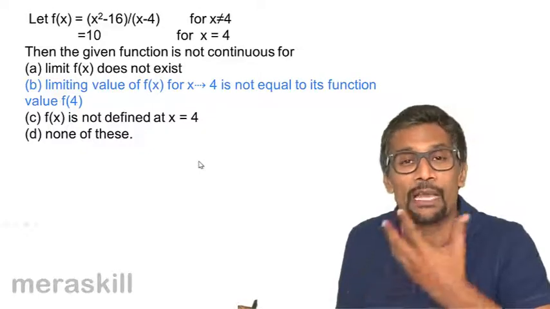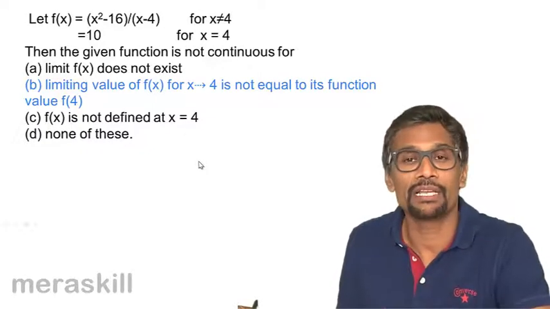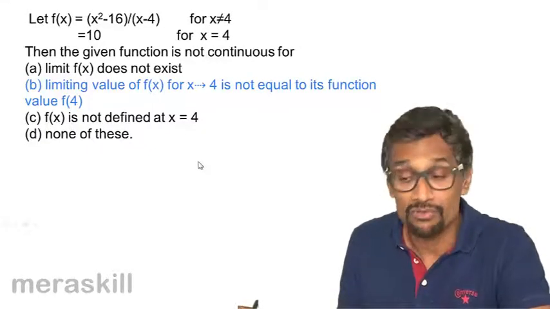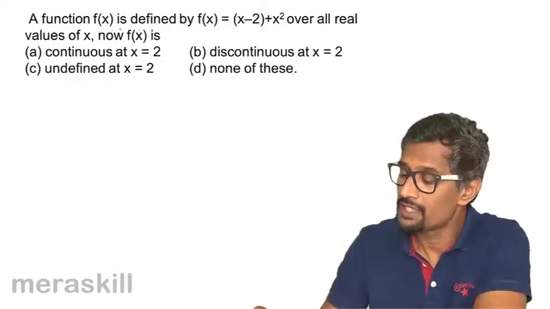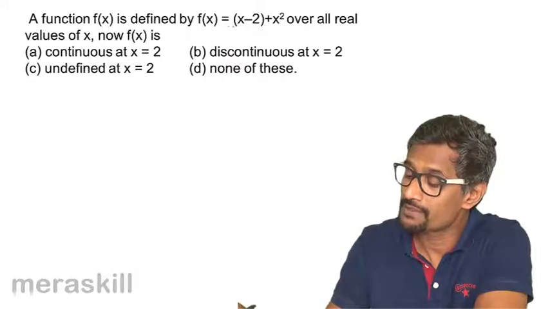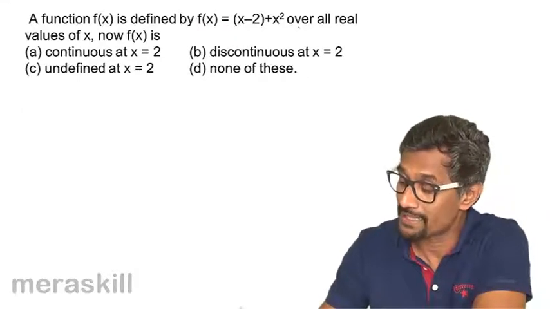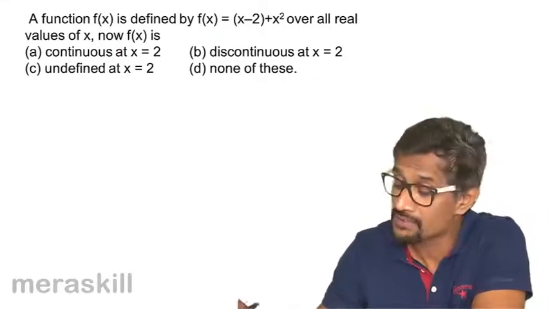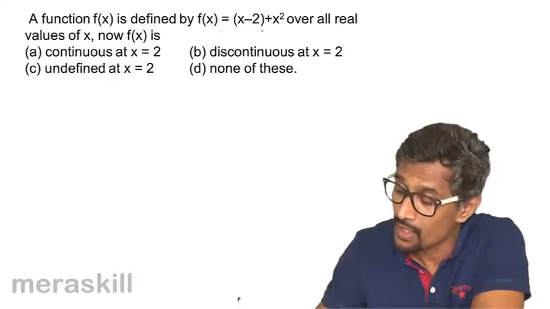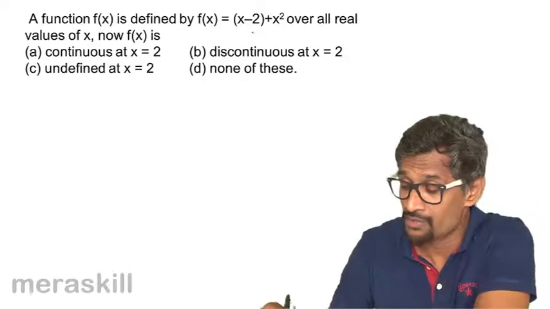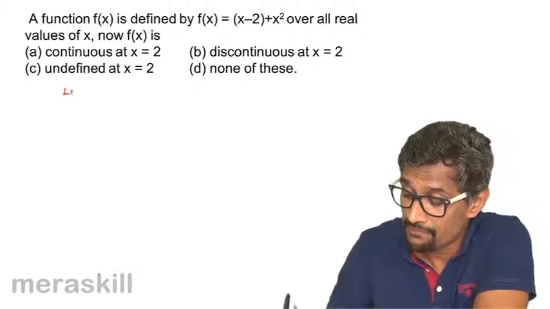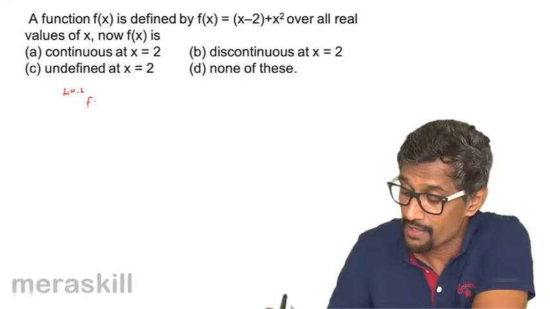So these are a few examples which help you understand how to calculate the left hand limit, the right hand limit, and the function value too. Okay, a function f of x is defined by f of x is equal to x minus 2 plus x square over all real values. Now this is different from the other, because it is just one defining function for all real values of x. Now as usual, let us consider the left hand limit.